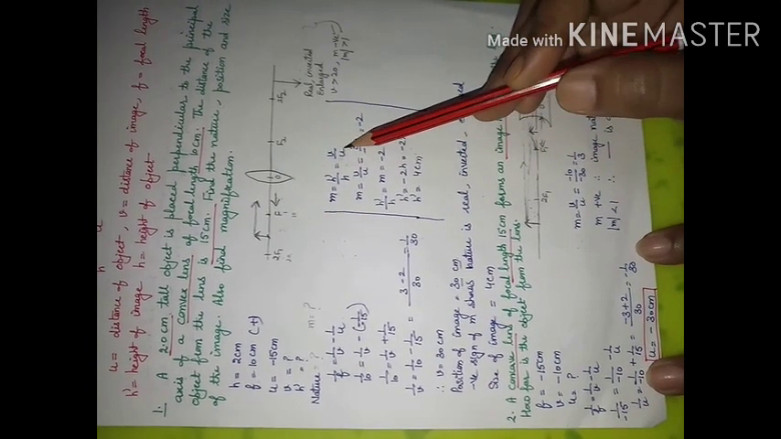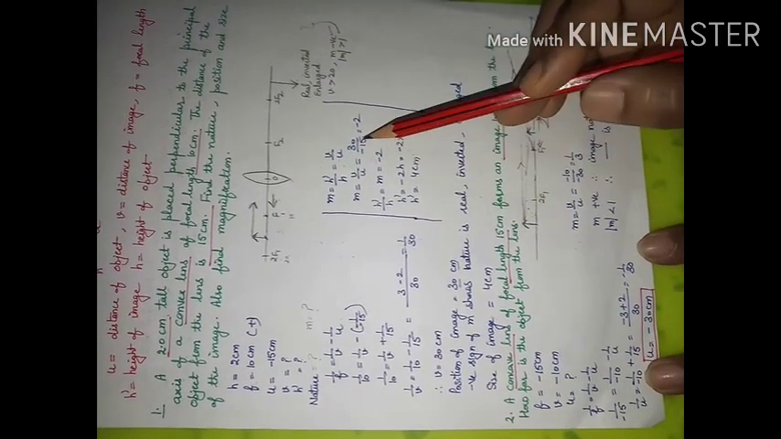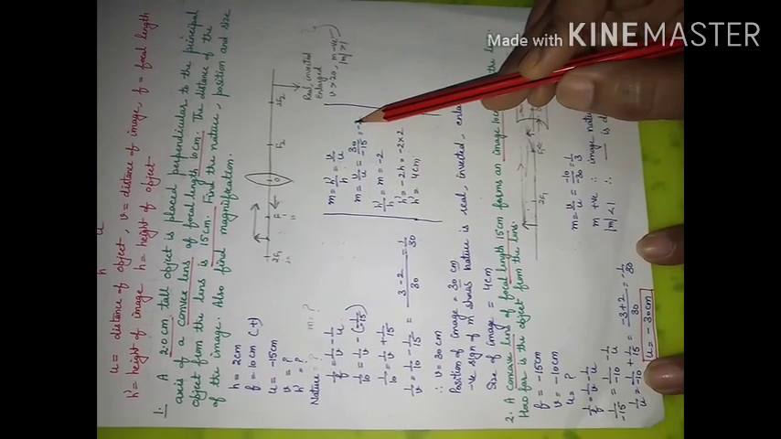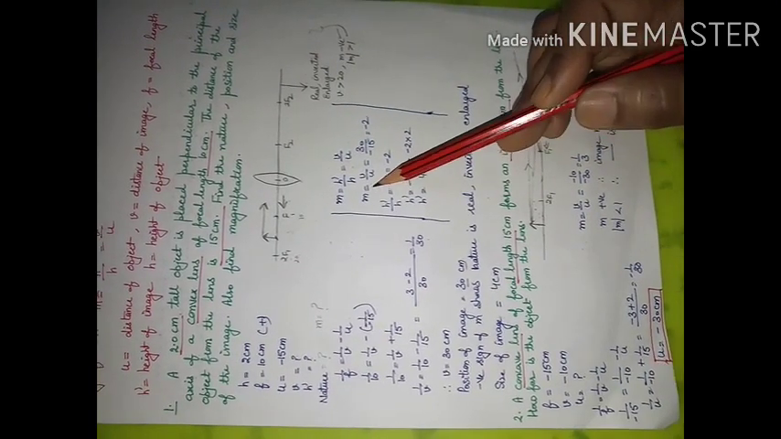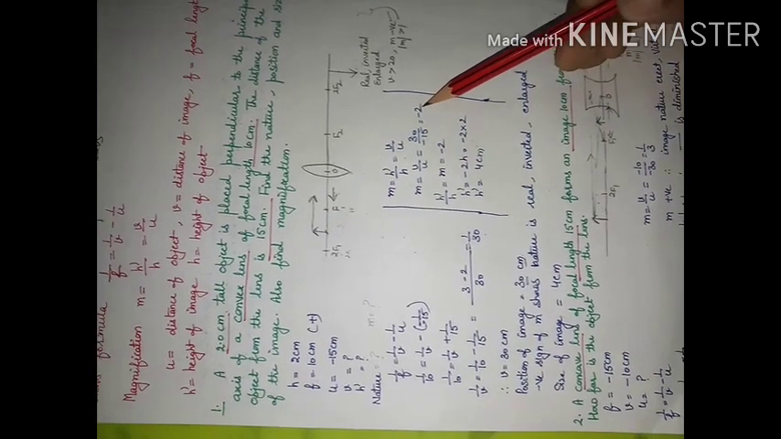This is equal to v upon u. Put value of v 30, u minus 15. So magnification is coming minus 2. It means the size of image will be double than the size of object.